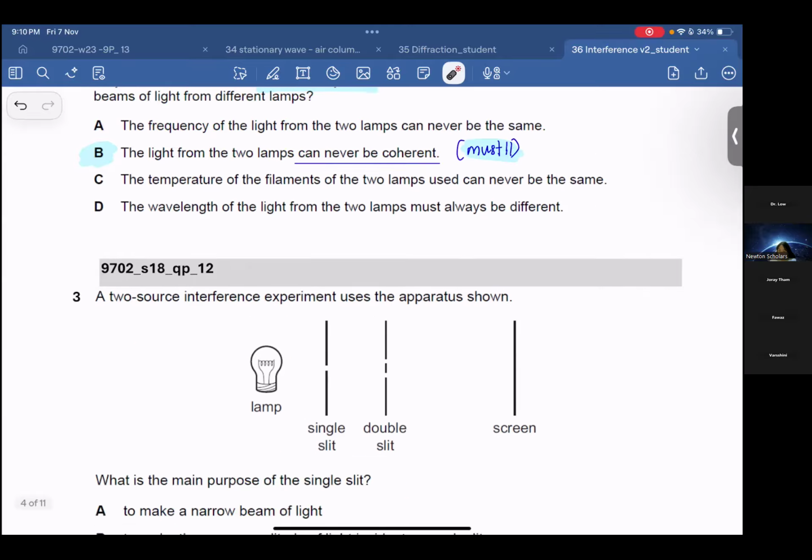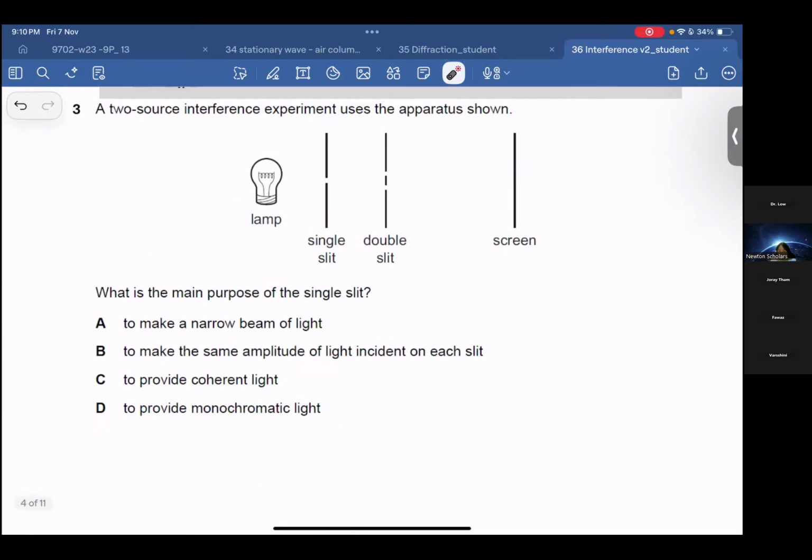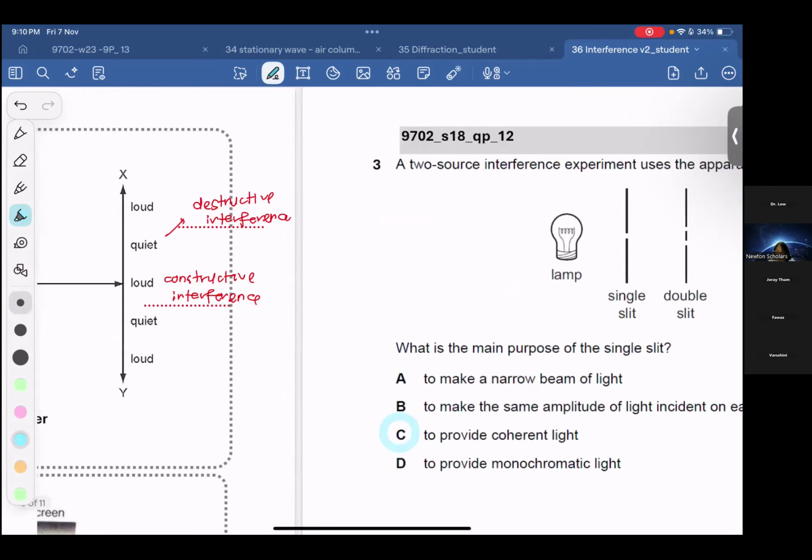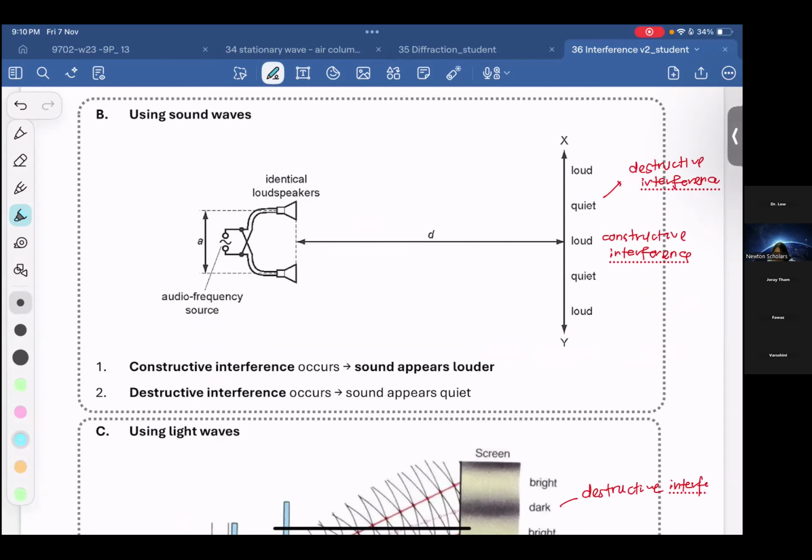Okay, here, to let the interference be observed, we need to have a coherent light. So the answer should be C. Wesley, correct. Farwell, correct. Prasan, no, but you are almost there. So here the answer should be C. We want to provide coherent light.